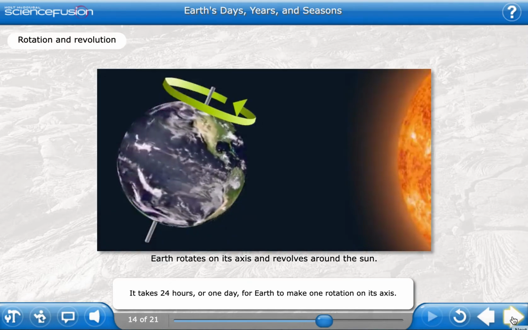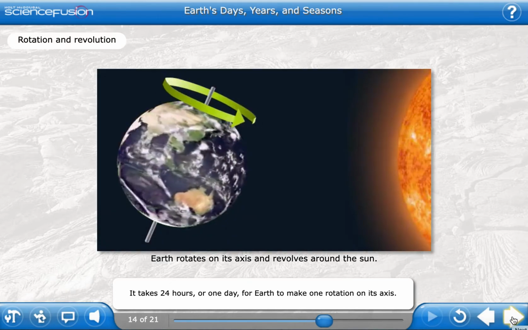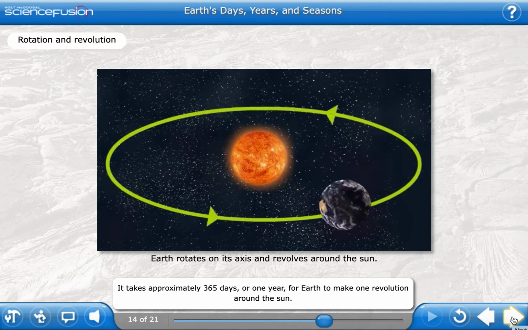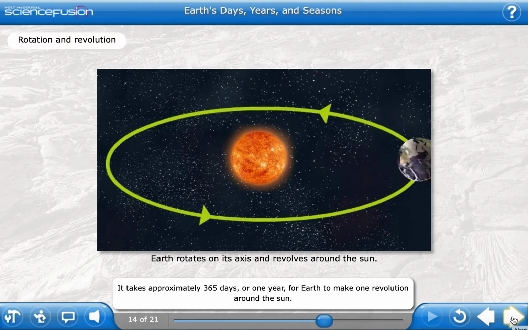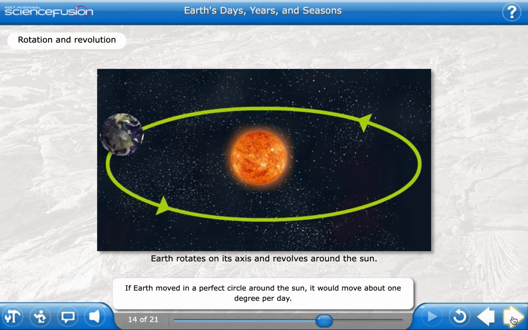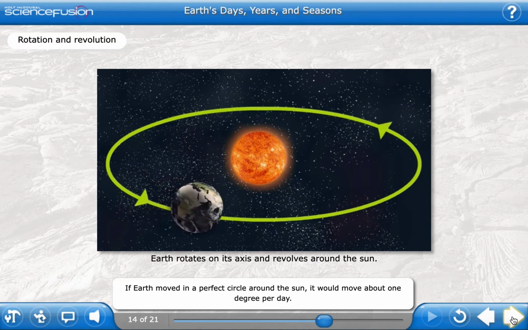It takes 24 hours, or 1 day, for Earth to make one rotation on its axis. It takes approximately 365 days, or 1 year, for Earth to make one revolution around the sun. You might remember from math class that there are 360 degrees in a circle. If Earth moved in a perfect circle around the sun, it would move about 1 degree per day.